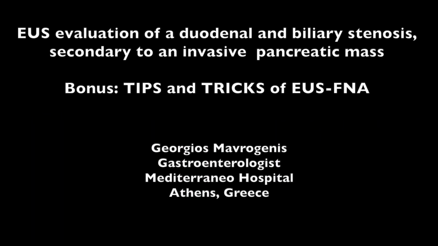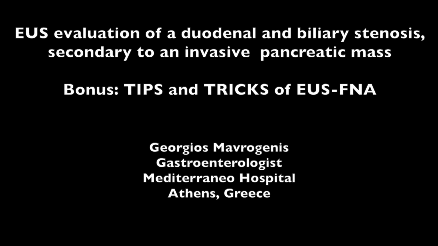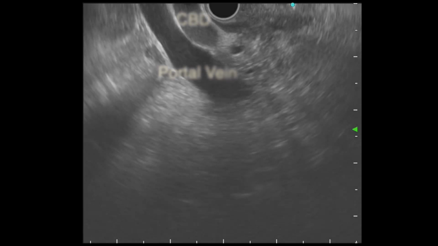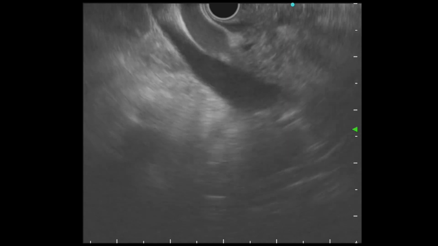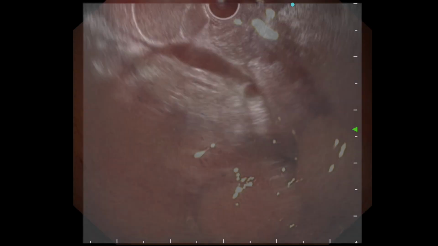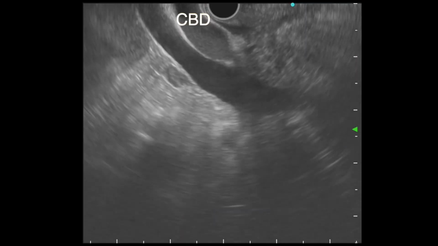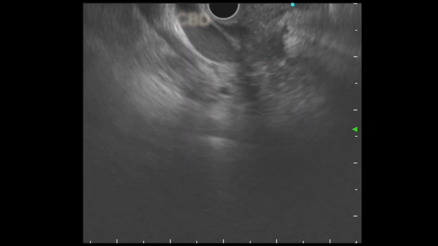Welcome to Endoscopy video. The purpose of this video is to demonstrate to you a case of cancer of the head of the pancreas that obstructed the common bile duct and the proximal part of the duodenum. As you can see, the common bile duct is dilated and it contains sludge.